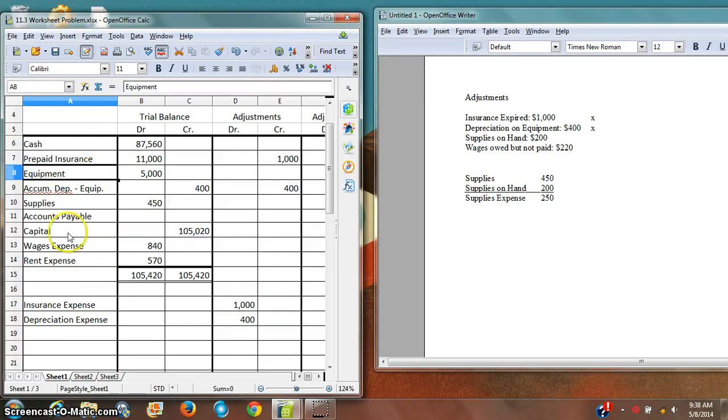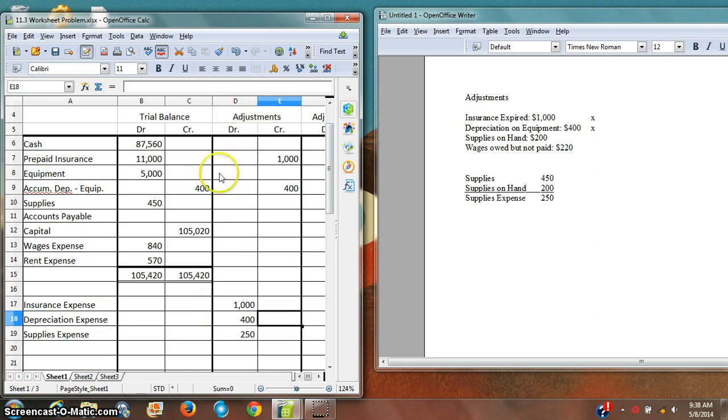And over here on my worksheet, I don't have a supplies expense row, so I'm going to add one down here at the bottom. Supplies expense. There it is. And it's a debit account just like all the others. And so I'm going to put it here.